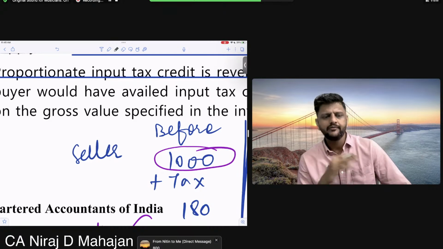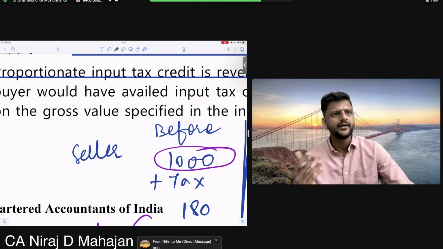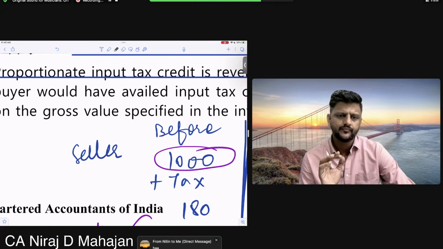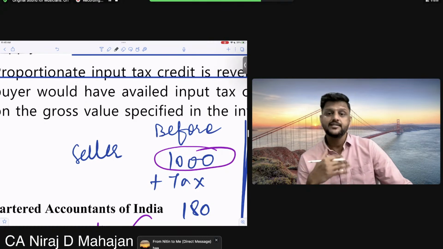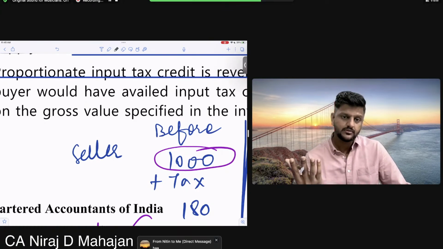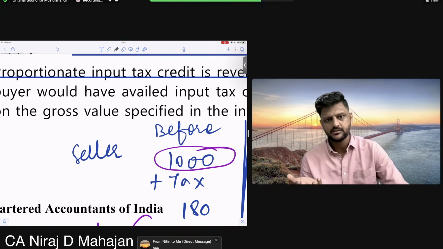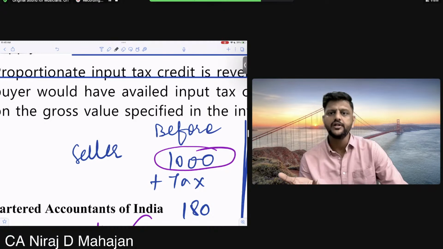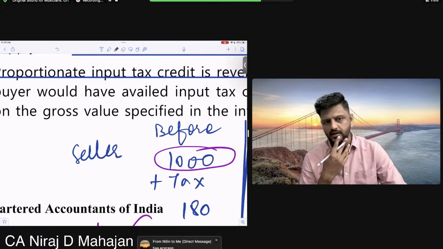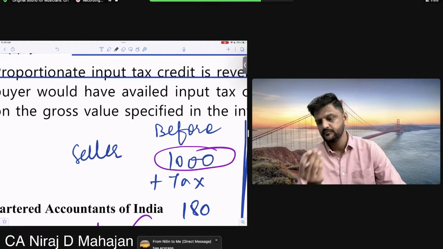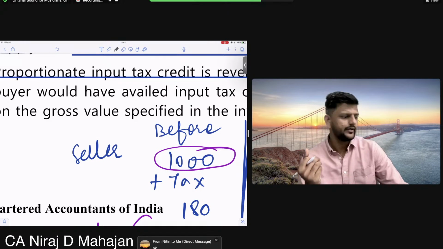So normally even the buyer should have claimed ITC on 800 rupees only. But he has claimed ITC on 1000 rupees. So has he taken excess credit or not? Yes. So we'll need to reverse the excess credit. Got it?